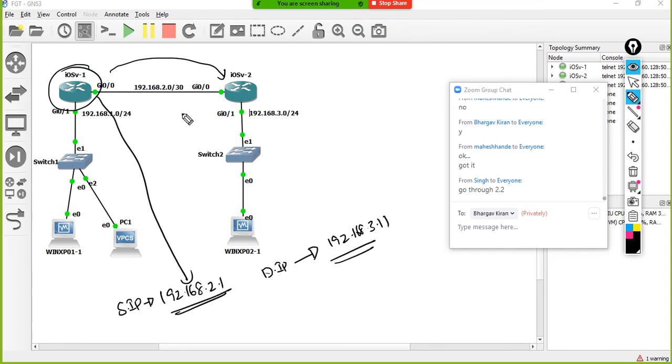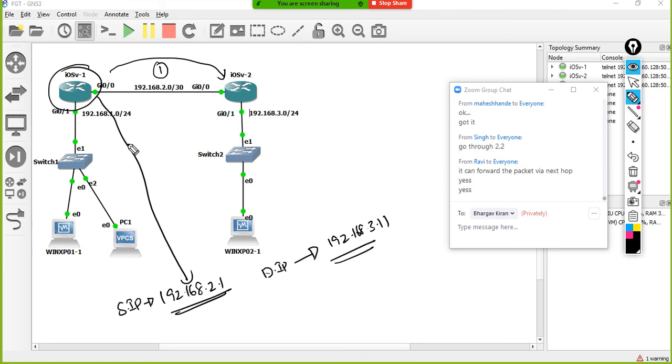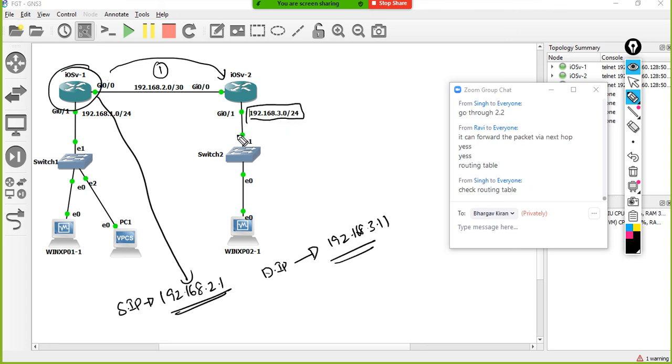Yeah, Ravi? Right or wrong? Yes, that is your first step. So router 2 receives it. Right or wrong? Router 2 receives it. Then after that, what will router 2 do? It checks its routing table. So the 192.168.3 network is directly connected. Right? Yeah, Ravi? Then what will it do?